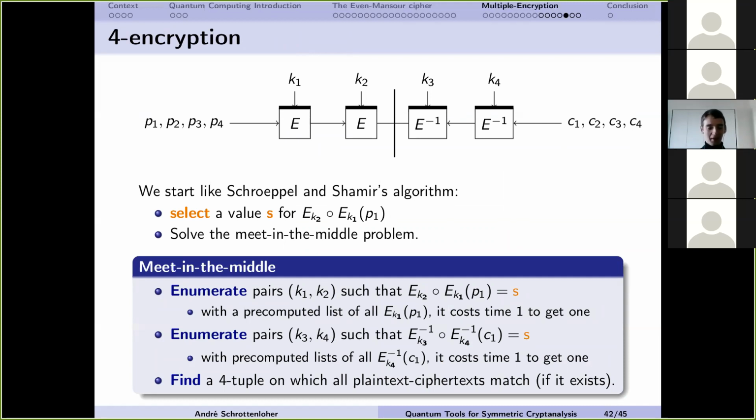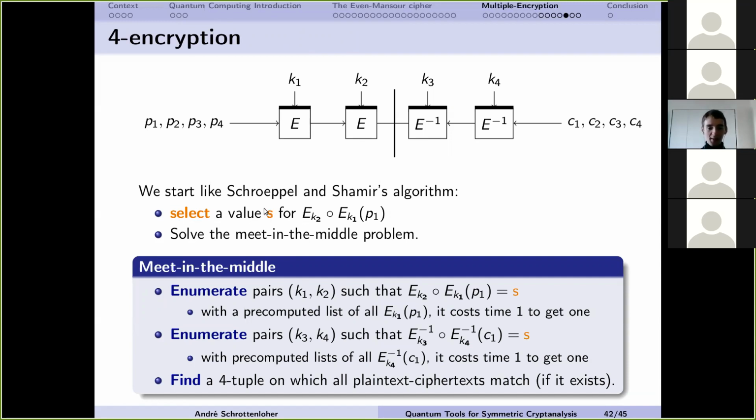It is actually disappointingly simple. It starts like the Chopin-Chamis algorithm, saying, hey, we're going to select an intermediate value at random, and it's going to work for one of them anyway. And for each of these values that we're selecting, we solve a smaller meet-in-the-middle problem.